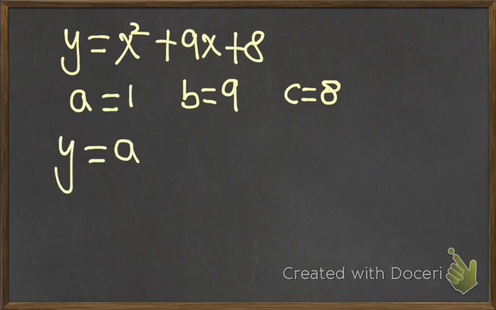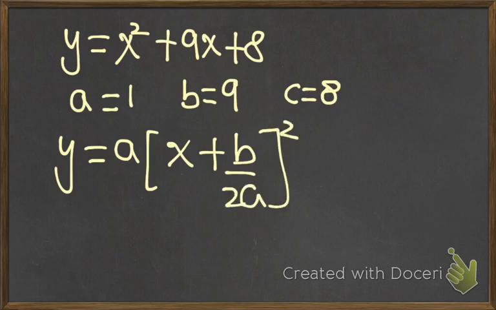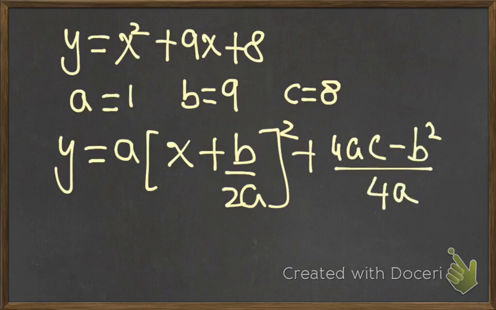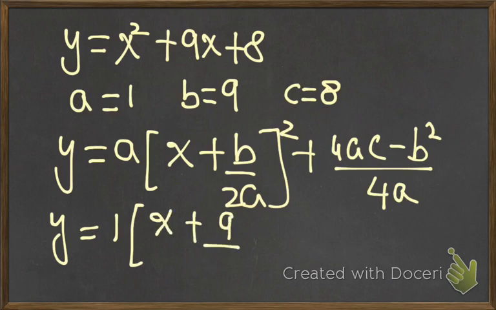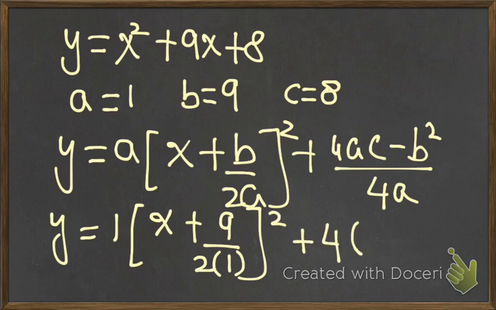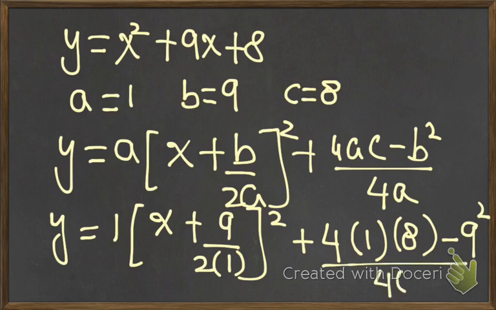y is equal to a multiplied by x plus b over 2a, the whole thing squared, plus 4ac minus b squared over 4a. So y is equal to 1 multiplied by x plus 9 over 2 into 1, the whole thing squared, plus 4 multiplied by 1 multiplied by 8 minus 9 squared divided by 4 multiplied by 1. All you need to do is simplify this whole thing.